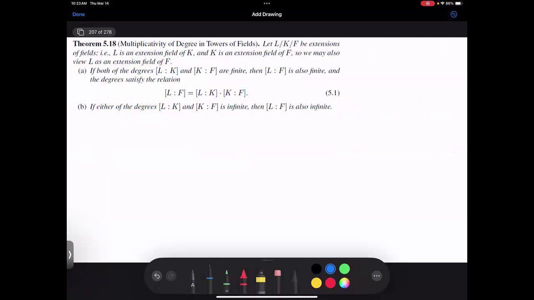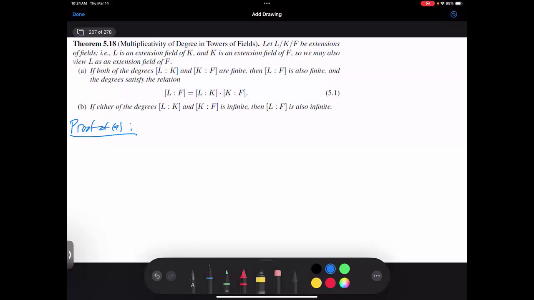And they satisfy the relationship that the degree of L over F is the degree of L over K times the degree of K over F. And then if one of the degrees is infinite, then the other one is also infinite. That's part B. So what I want to do is sketch the proof of A. Okay, so we want to do A.